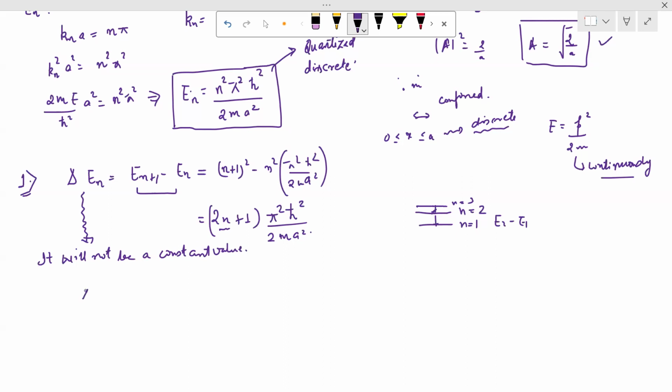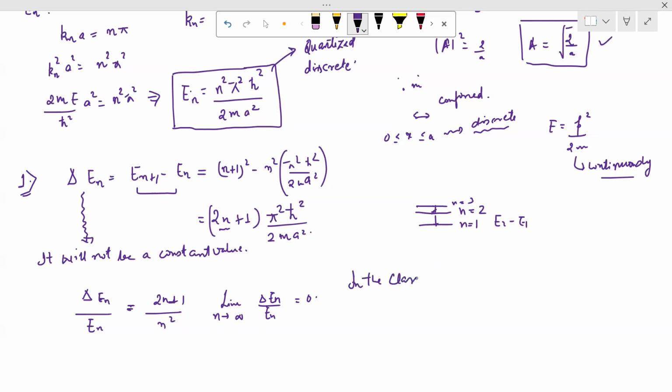In fact, if you want to find delta En upon En, this will be equal to 2n plus 1 upon n square, I guess. And as n tends to infinity, this delta En upon En will go towards 0. So n tends to infinity means all these energy states are close to each other. That is the classical limit.